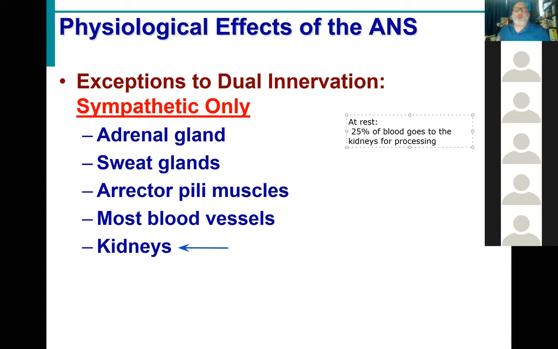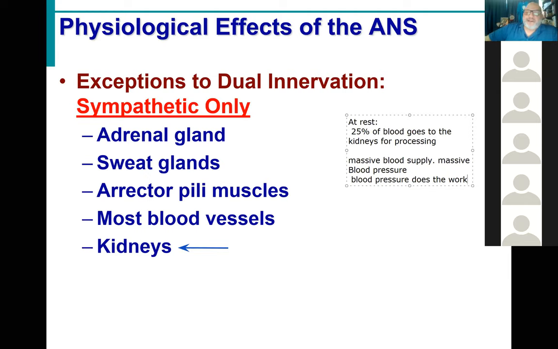And it is a vital process of the body. So we have this huge redundancy, vitally important process at rest. But at rest, 25% of the blood is going there. So we have a massive blood supply, and that gives us a massive blood pressure. And that blood pressure is important because the blood pressure does the work. That blood pressure is important for filtering the blood and allowing us to process it and stay healthy.